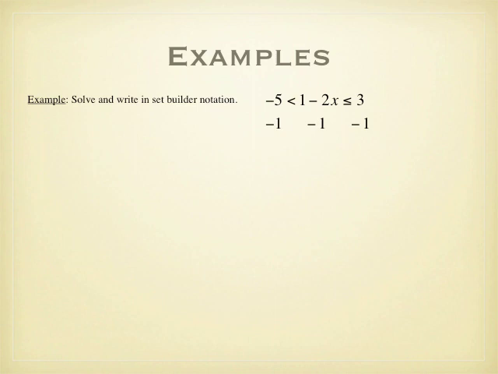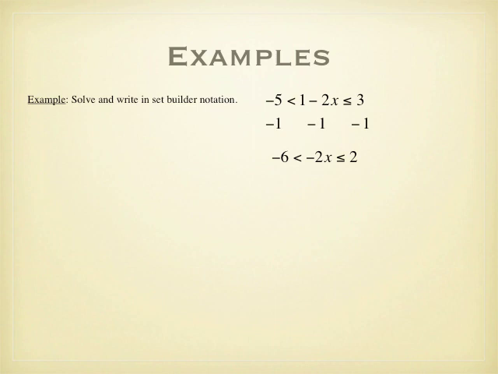Okay, here's our second example of solving a compound inequality, and I'd like you to go ahead and do this one on your own. Okay, now that you're done, remember we're looking to the middle. In the middle we want that variable to be by itself. So the first thing that the middle tells me to do is to subtract 1 from the middle and therefore from every single side. So I get negative 6 is less than negative 2x is less than or equal to 2. Okay, so far so good.